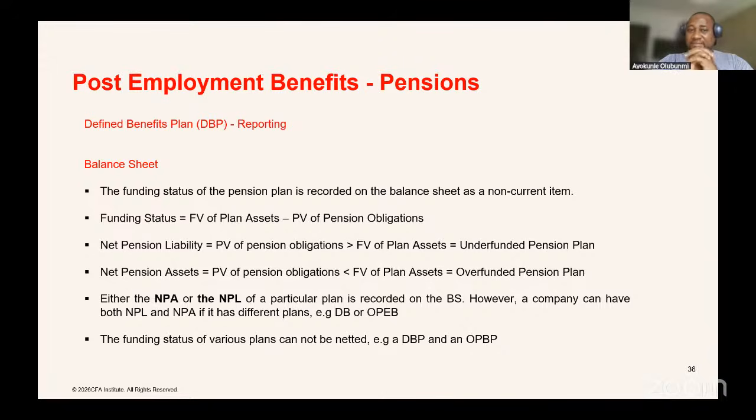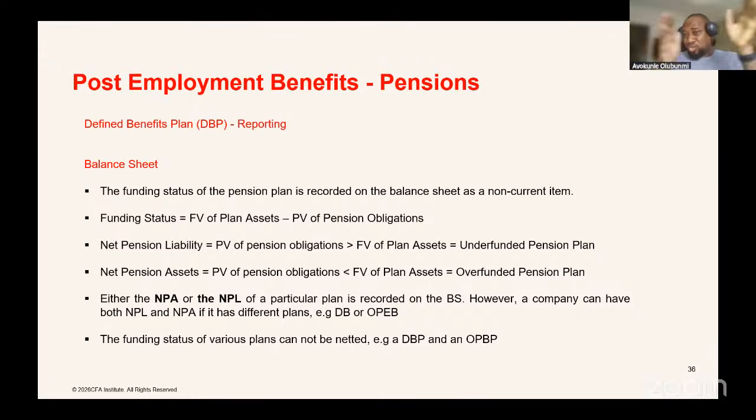And on the balance sheet, you can have a net pension asset or a net pension liability. You have a net pension asset if the fair value of the plan asset is more than the present value of the pension obligation. However, you have the net pension liability if the PV of the pension obligation is higher than the fair value of the pension asset. Oftentimes it's rare for you to have both of them. You only have both of them if you have more than one pension fund.